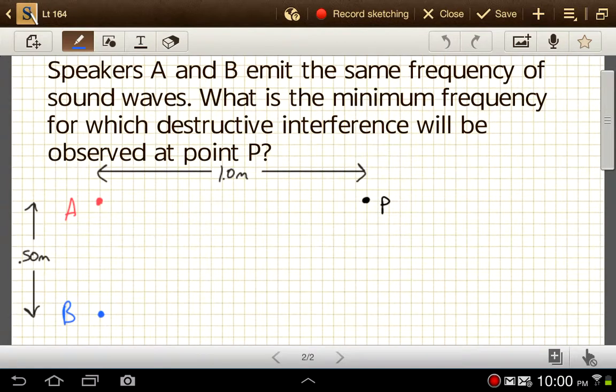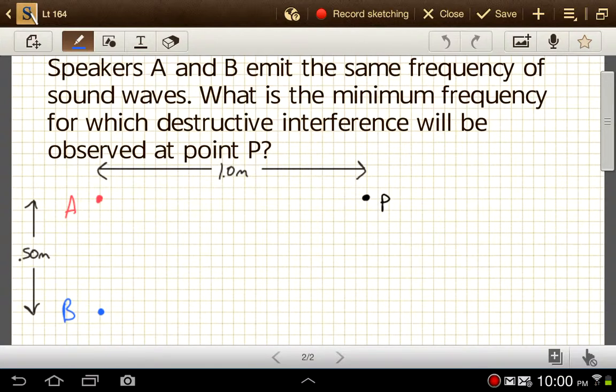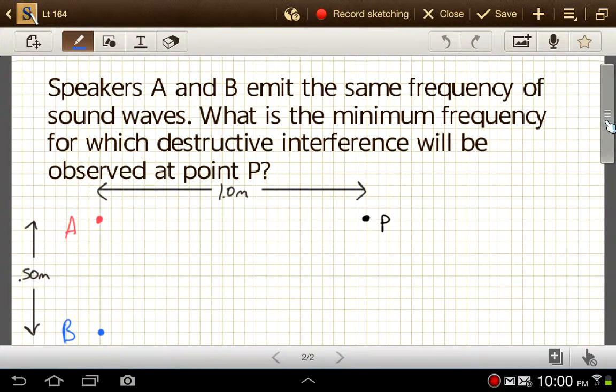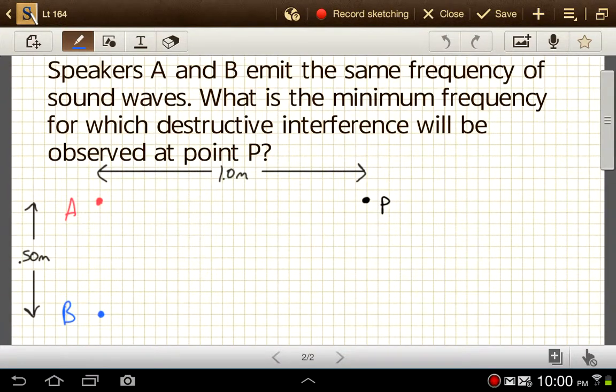We've got 2 speakers that are emitting the same frequency wave. We don't know what frequency that is, but we know they're each emitting the same frequency. And then we know that at point P we hear destructive interference. So the question is, what's the frequency of these 2 speakers? Now, actually it could be a lot of different frequencies there, in whole number multiples of this minimum frequency. So let's look at what the smallest frequency could be for which we'd get destructive interference at that point.